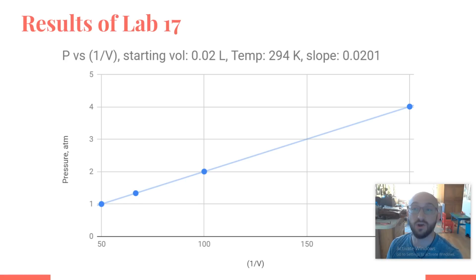So instead, I graph it pressure versus 1 over volume on the bottom. Fancy. And now I have a line. And my slope in this case was 0.0201, which is roughly what your slope would have been if you had also been doing pressure in atmospheres. It would have been somewhere around that.